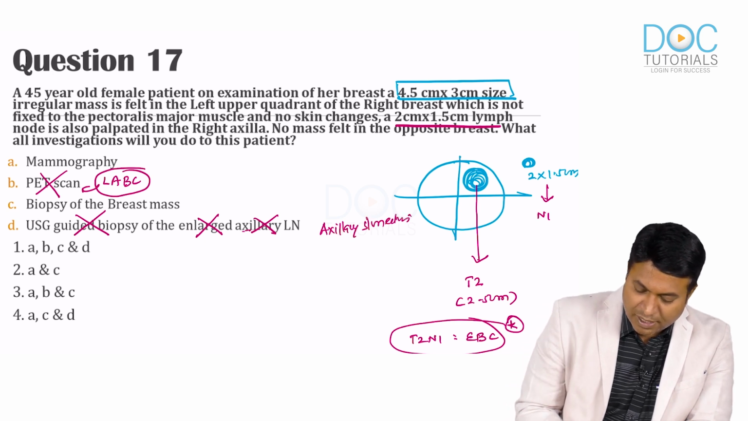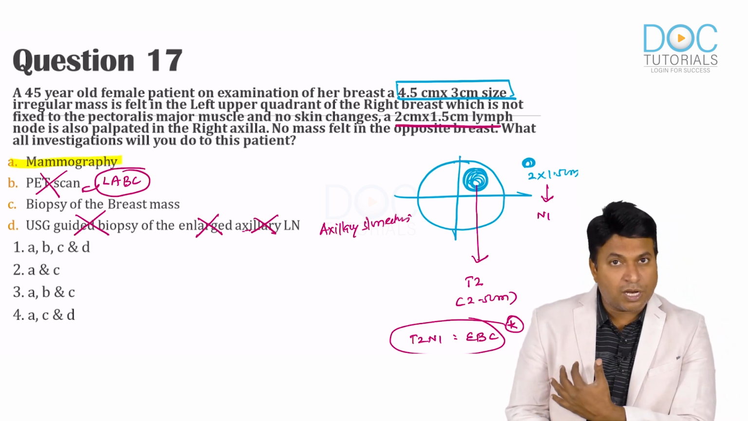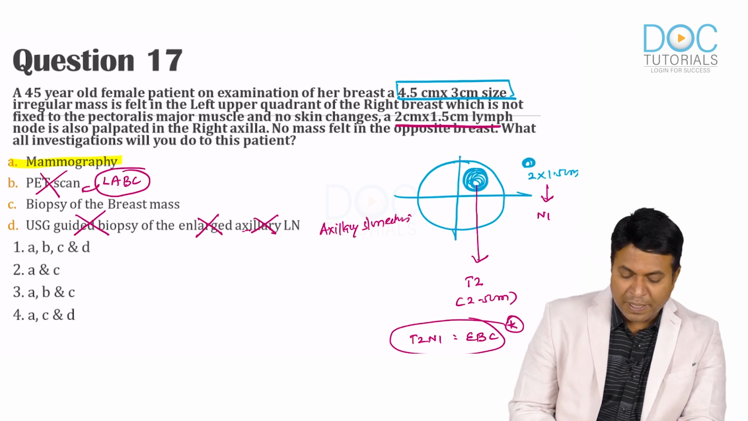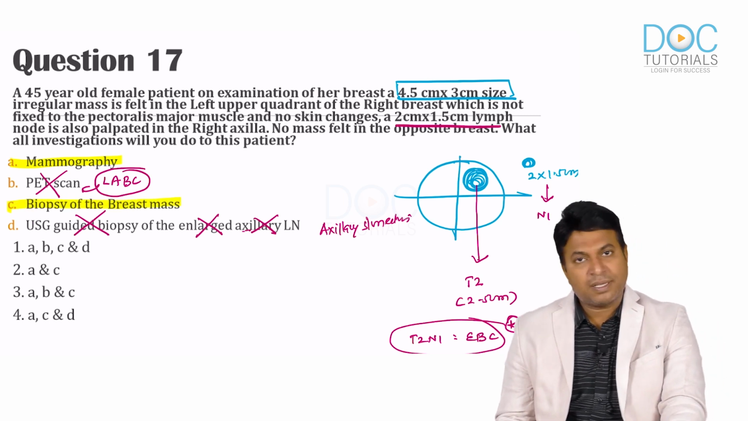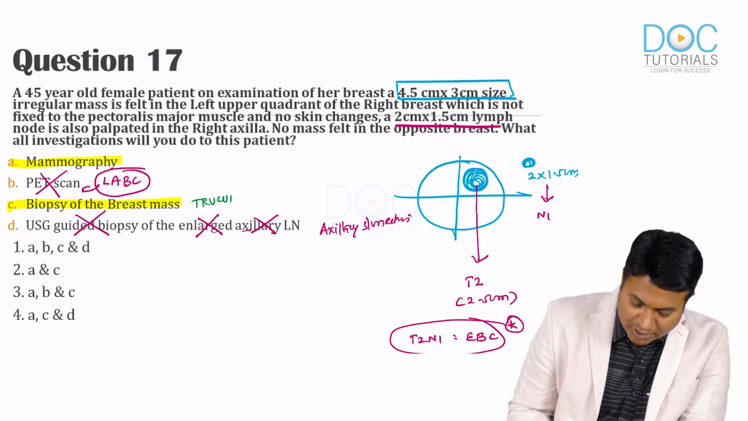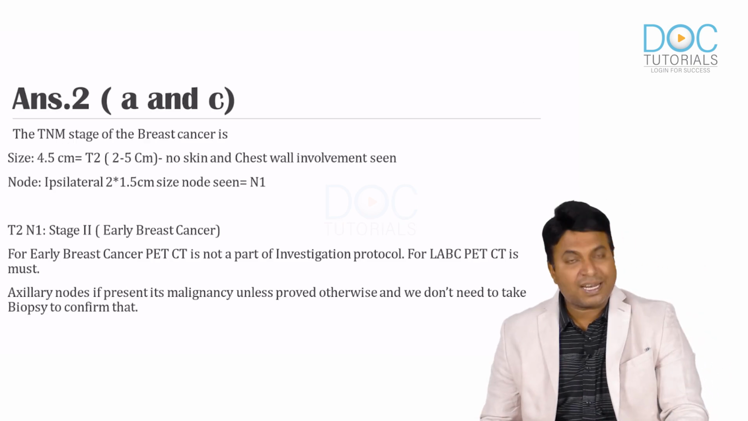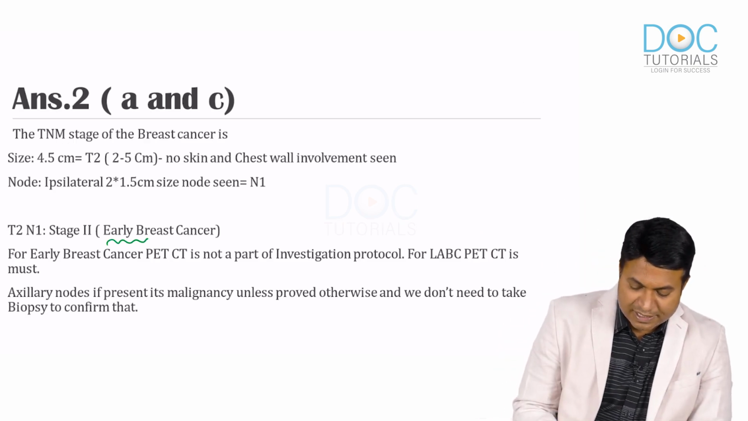So the answer here is mammography will be done for the opposite breast and for the same breast also to look for multicentricity, and biopsy of the breast mass by using a true cut biopsy needle should be done. So the answer here is 2 investigations, A and C only, not needed other things. Please understand this is a very clear cut early breast cancer.